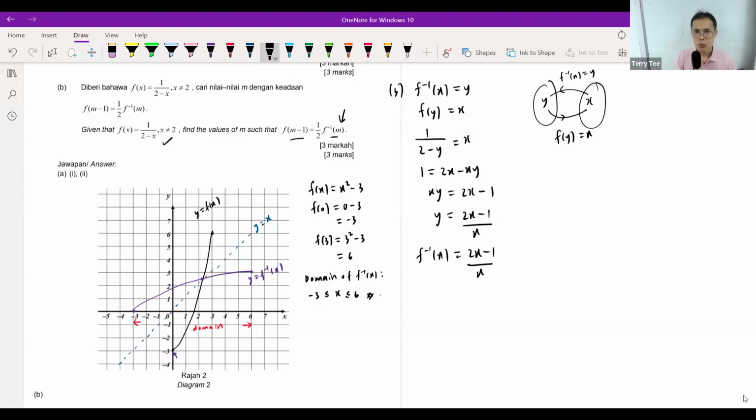Now, what is f(m minus 1)? I'm going to sub inside here. f is this function. I'm going to sub 2 minus m minus 1 inside.